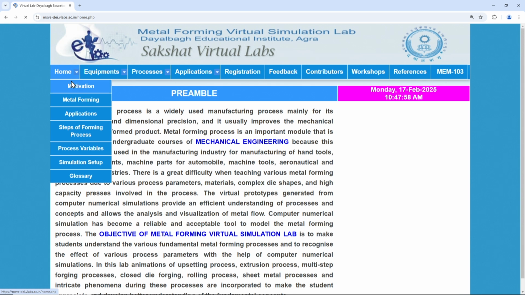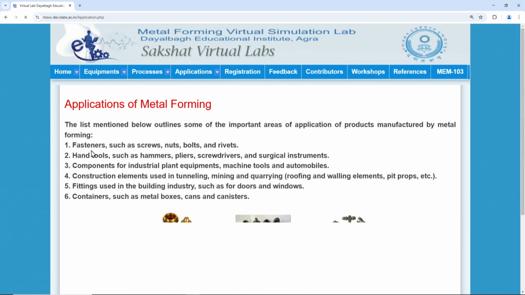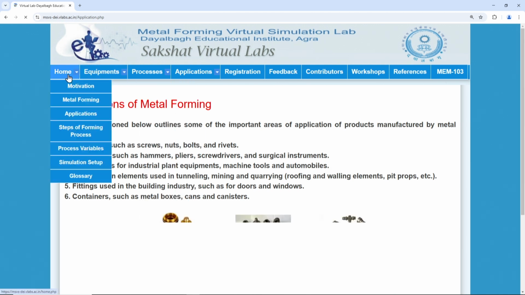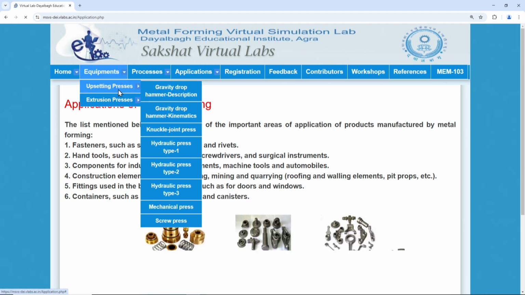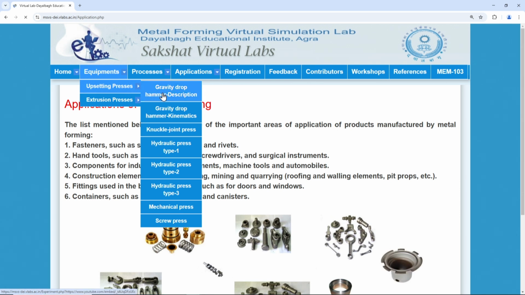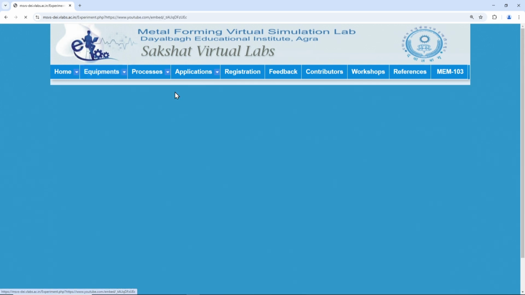So we have home, where there is motivation and metal forming applications; in this you can see different kinds of applications of metal forming, and all these theories are given in home. In the equipment, different processes, upsetting processes and extrusion processes, are given. In upsetting processes, there are different equipment, for example, gravity drop hammer description, gravity drop hammer kinematics, knuckle joint press, and all these are given. Let me just go through one.